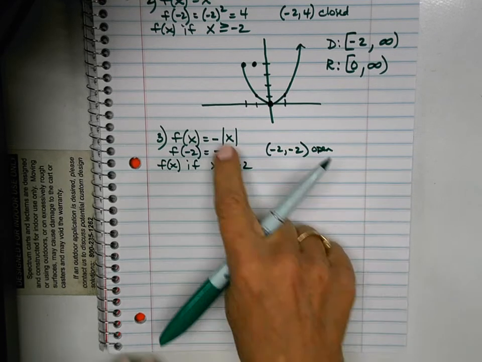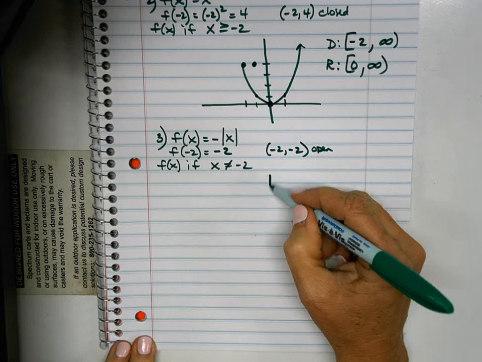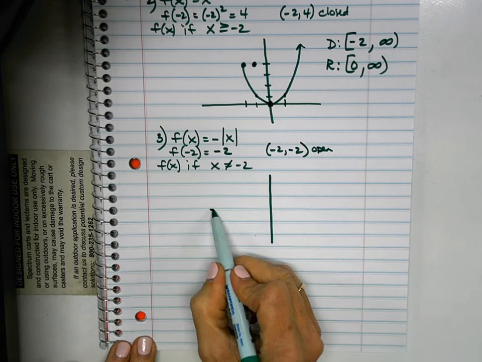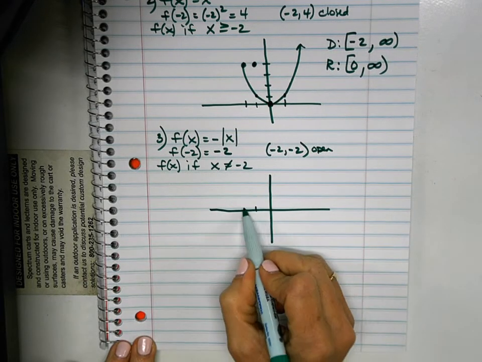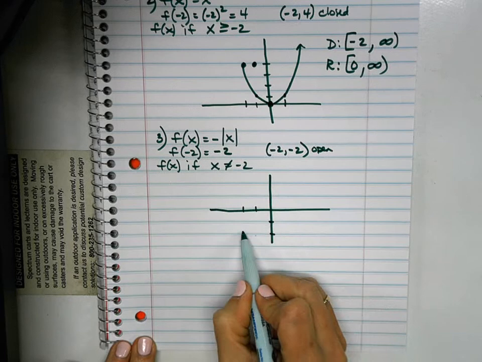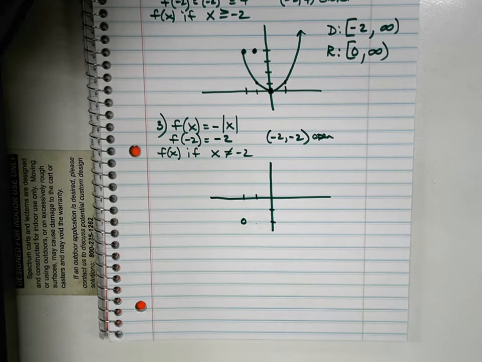Okay. So set up your x and your y axis. Plot (-2, -2) with an open circle. And then we're going to figure out the rest of the graph. We know the graph would go through that point. If they didn't have that exclusion, it would go through there.